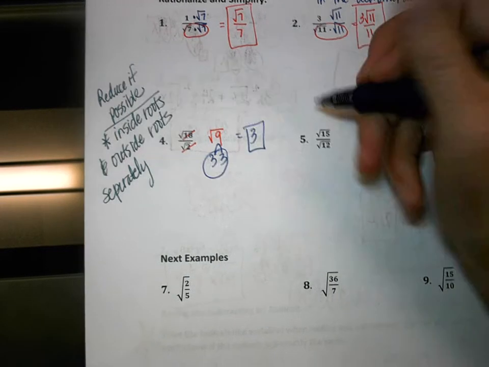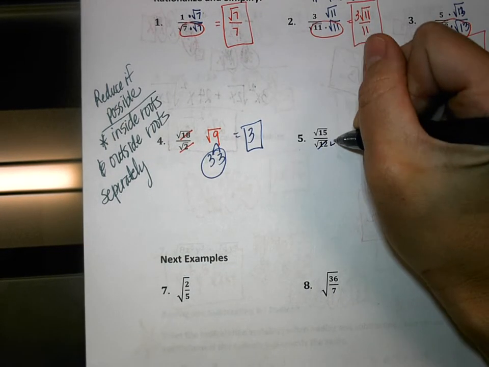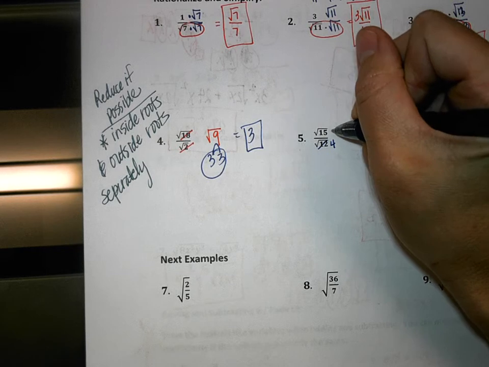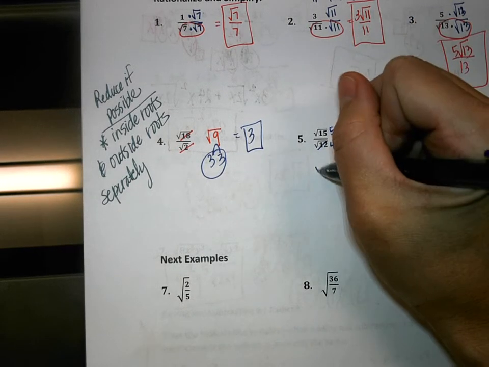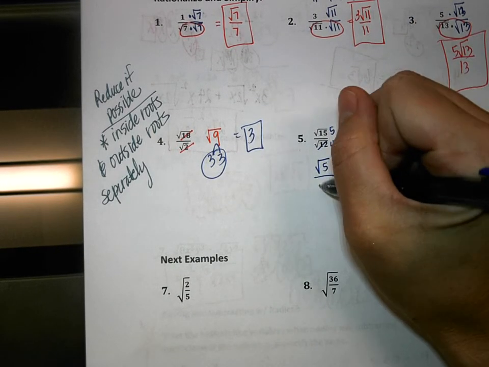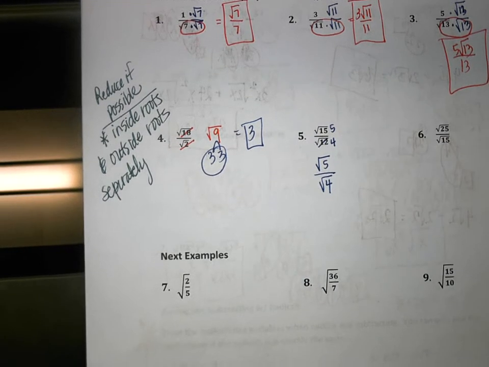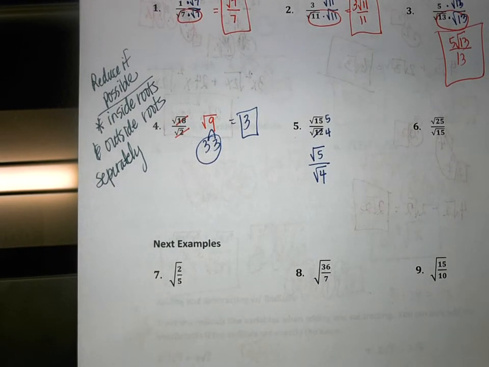Okay, so 3 goes into 12 how many times? 4, and 3 goes into 15, 5. So right now I have the square root of 5 over the square root of 4. Now, while I have a root in the denominator, I would suggest always simplifying if you can. And if you notice, the square root of 4 can be simplified, right? What does it break down to?